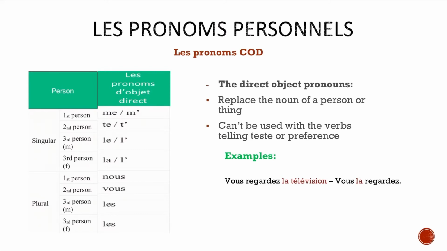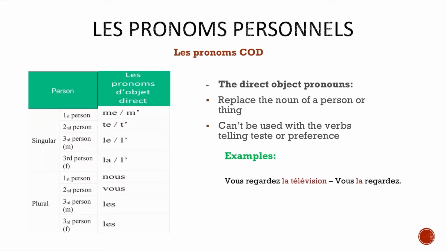And because la télévision is a singular feminine noun, if we want to replace it, we should put la, or l' apostrophe if the verb starts with a vowel. Don't forget we put the pronoun before the verb. So the sentence will be vous la regardez.